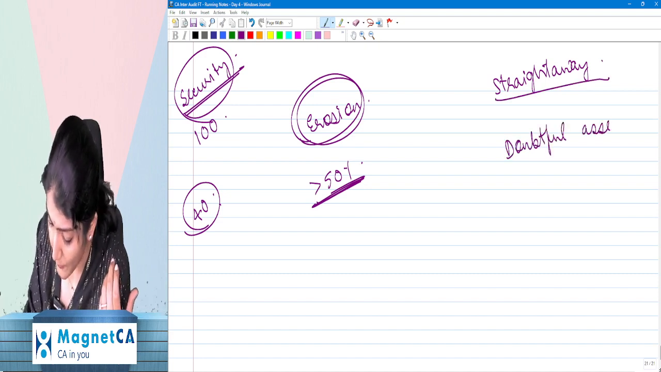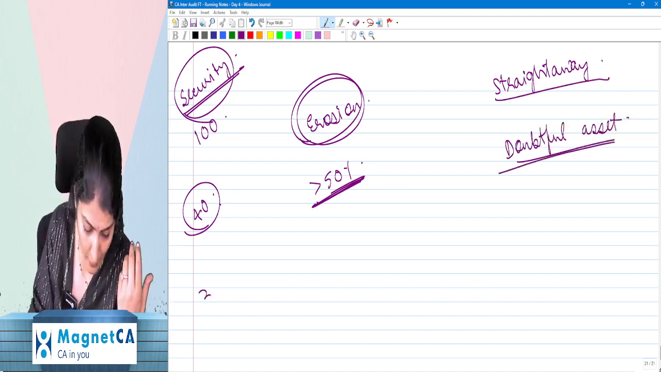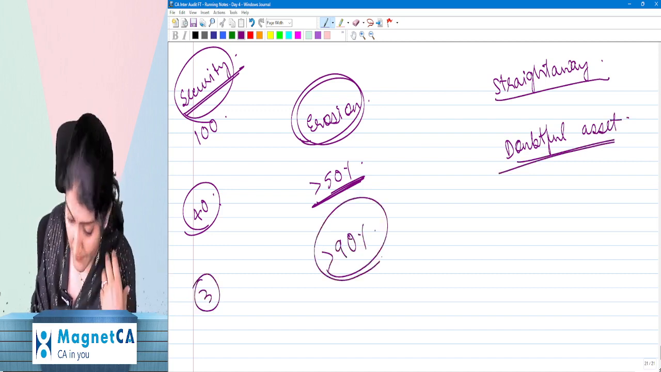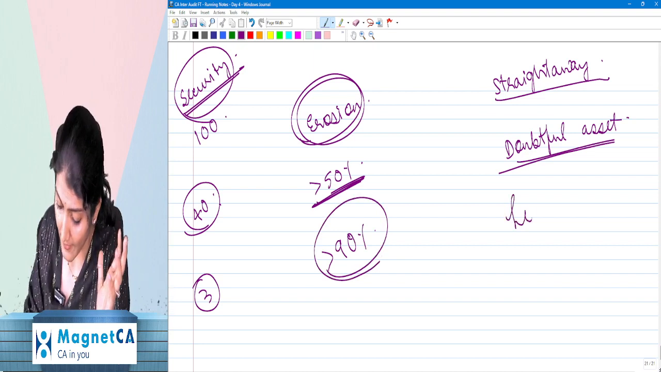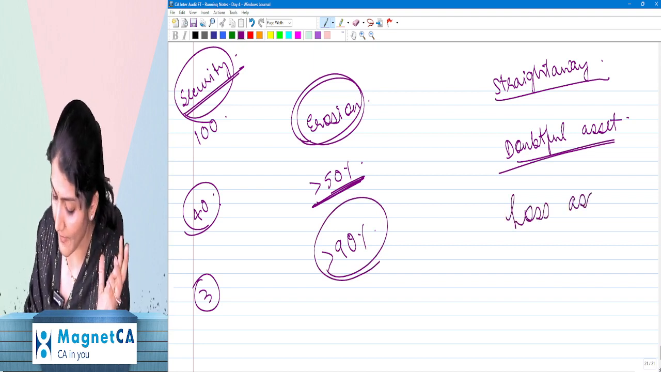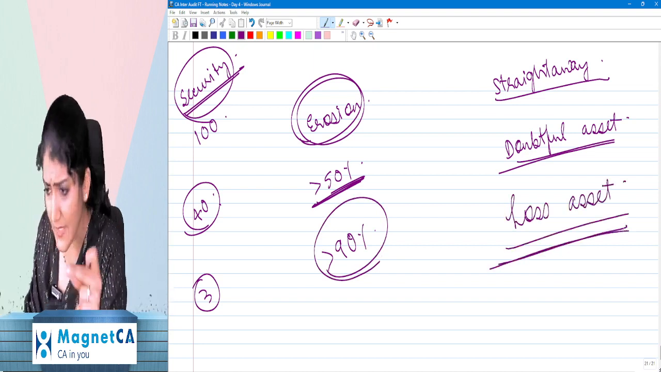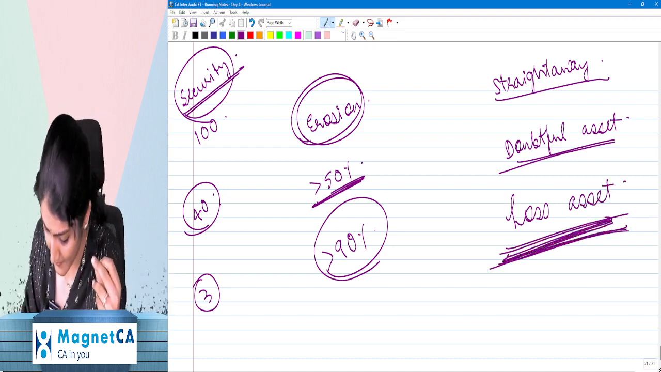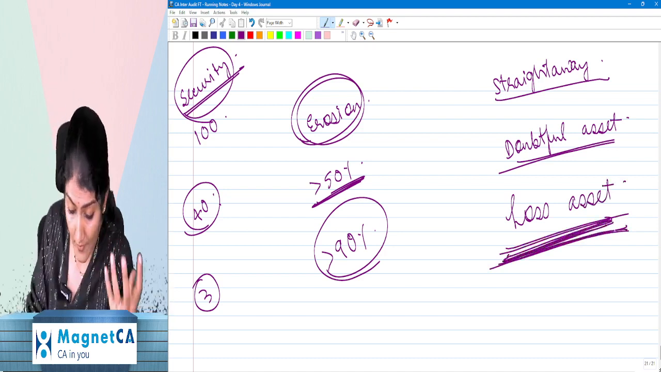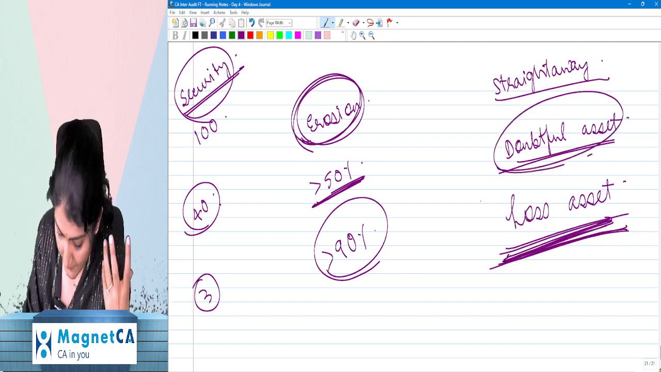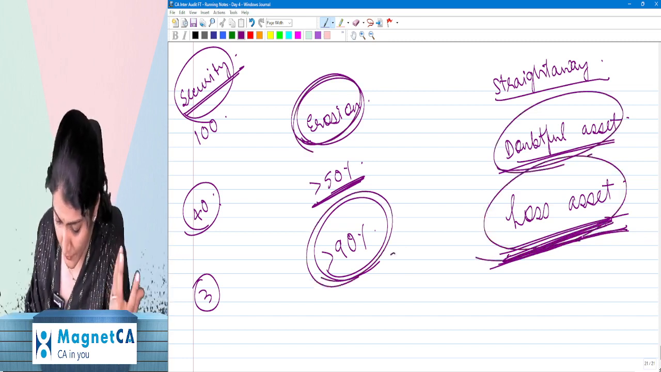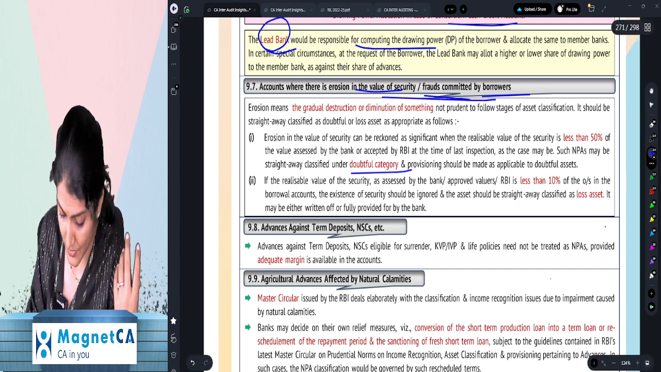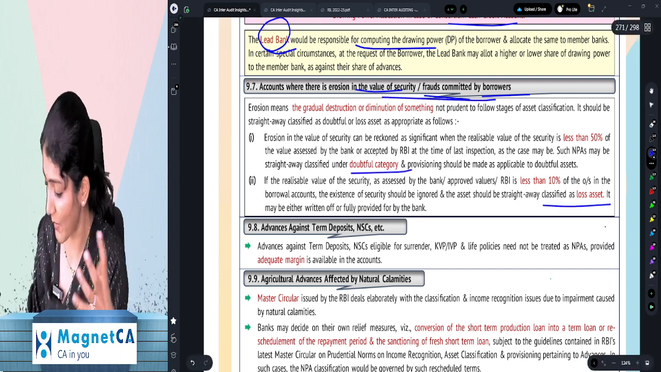And say the security's value of 100 rupees has now become 3 rupees. That is more than 90% erosion in value of security. It says straight away you classify it as the lost asset. Right, so more than 50% erosion, straight away doubtful. More than 90% erosion, straight away lost asset. So accounts where there is an erosion, straight away doubtful, straight away lost asset.